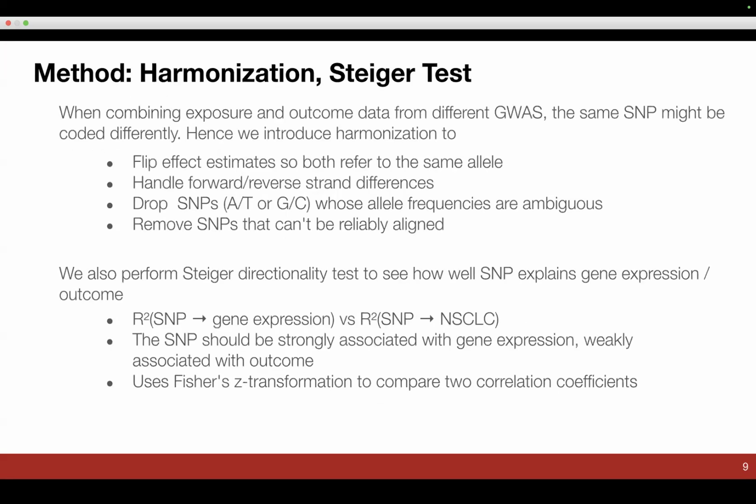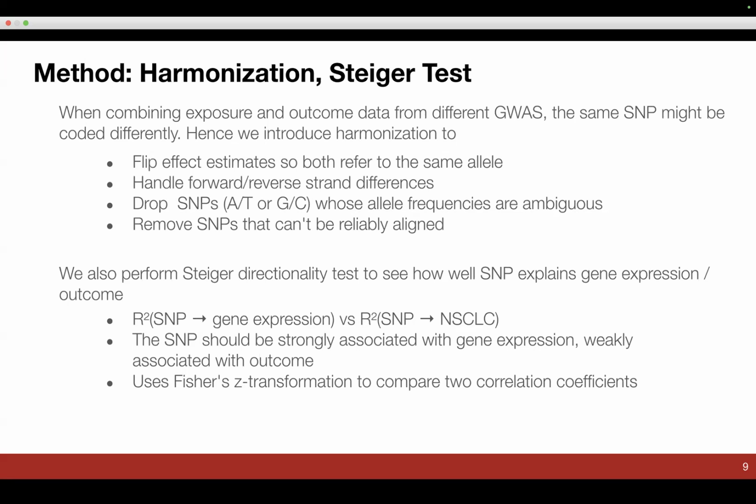We'll also be looping over each candidate gene to do the harmonization and Steiger test. Basically, when combining exposure and outcome data from different GWAS, the same SNP might be coded differently. So we introduce harmonization to flip the estimates, so both refer to the same allele. Secondly, we will handle forward and reverse strand differences. Third, we drop SNPs whose allele frequencies are ambiguous. And last but not least, we'll remove SNPs that can't be reliably aligned.